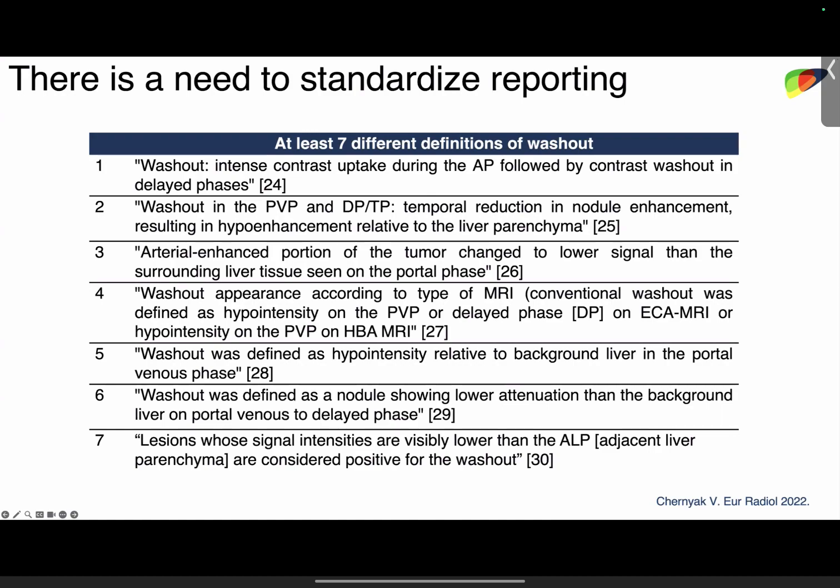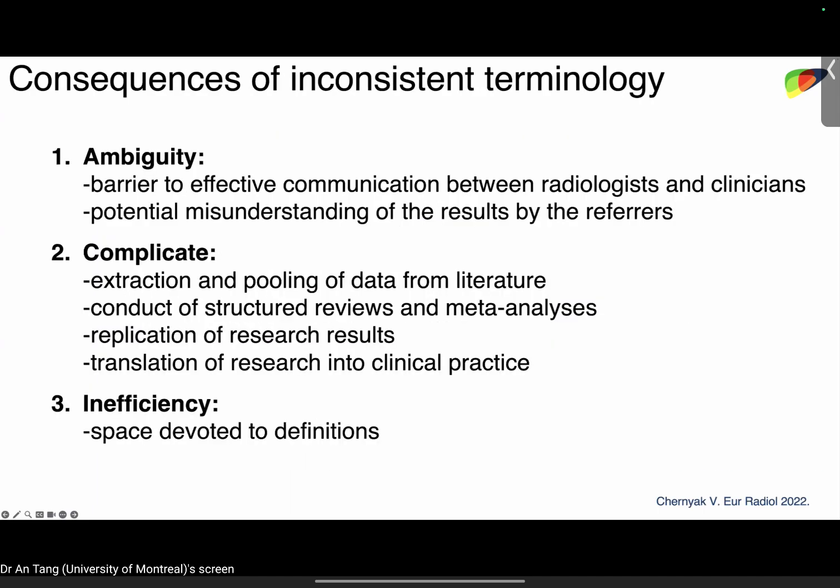So there are some consequences to this inconsistent terminology and definitions. First, it can cause ambiguity in the communication between radiologists and clinicians, and potential misunderstanding of the results by the referrers. From a research perspective, this complicates the extraction and pooling of data from the literature, the conduct of meta-analyses, and the replication of research results. In terms of publication, it also leads to inefficiency since manuscripts must devote space to definitions.